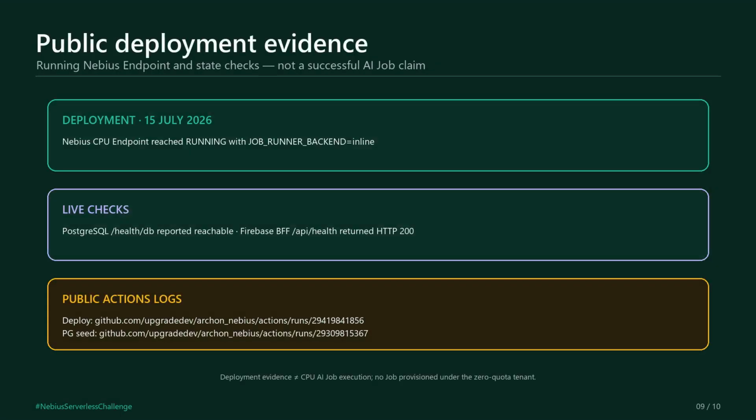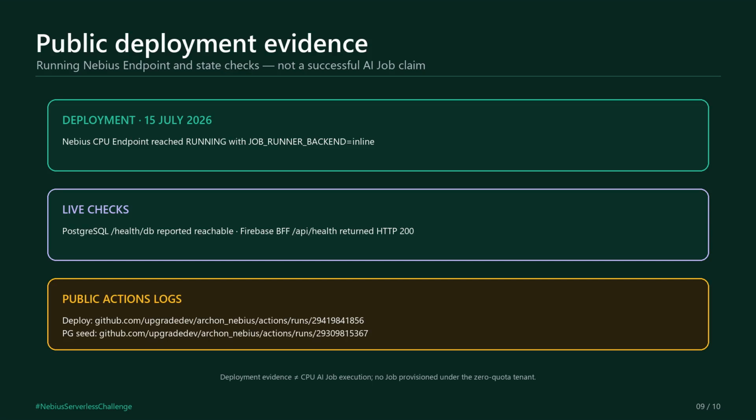The deployment evidence is public. GitHub Actions run 29,419,841,856 shows the Nebius CPU endpoint reaching running state with the inline runner, PostgreSQL reachable through its private endpoint, and the Firebase BFF health route returning HTTP 200.